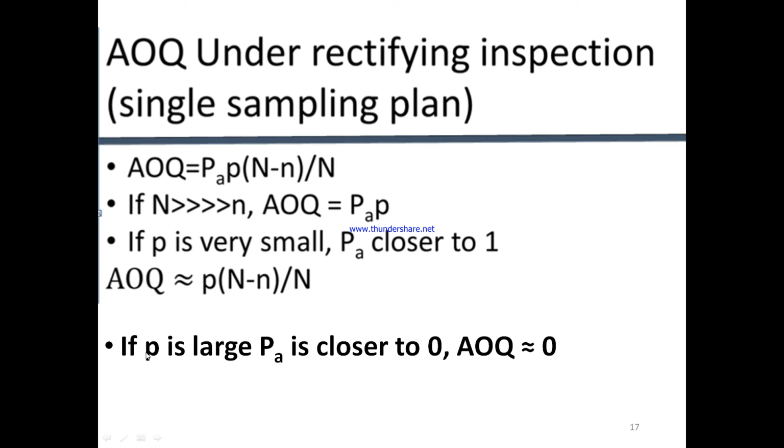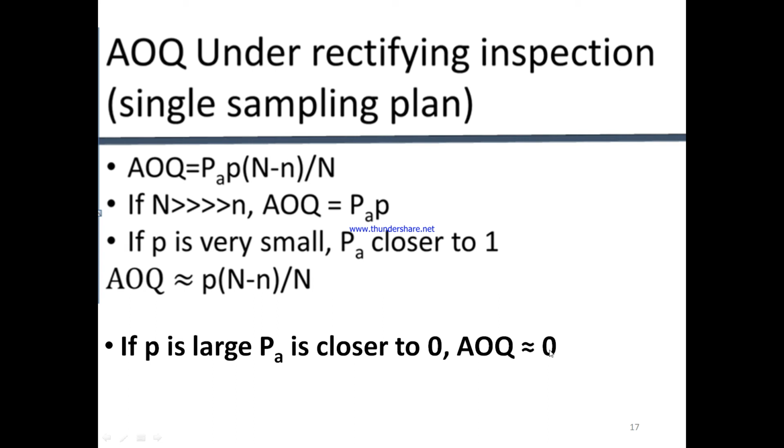Right? So what would happen if p is very large? That is, the proportion of defective is very large. You have so many defectives in the lot. So if you have so many defectives in the lot, you have a higher chance to reject that kind of a lot. Right? So that is, the accepting probability is close to 0 because there is a higher chance to reject that. So if PA is close to 0, this whole term would be close to 0. That is, AOQ is close to 0.